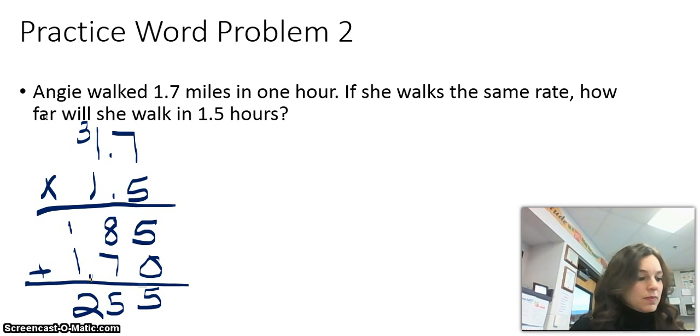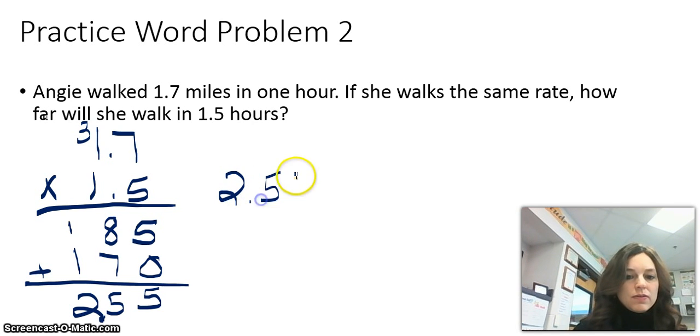We have 2 places behind the decimal in our question. So we have 2 places behind the decimal in our answer. We'll put our decimal point right here. So how far will she walk in 1.5 hours? She will walk 2 and 55 hundredths miles.